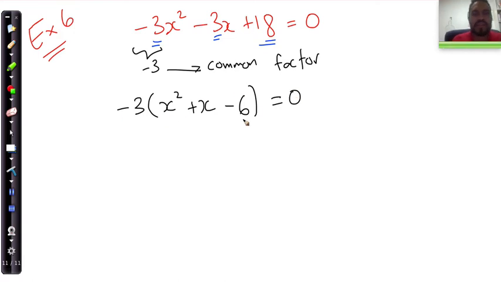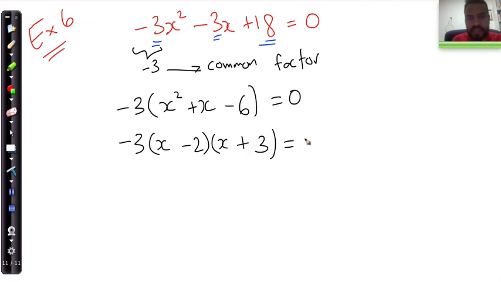I can factorize this part further, and I can say that's negative 3. I break this down and say factors of 6, such that when I subtract the factors of 6, I get 1. That's going to be 3 and 2. That's going to be x and x. Here I've got positive and negative, and that must be equal to 0.